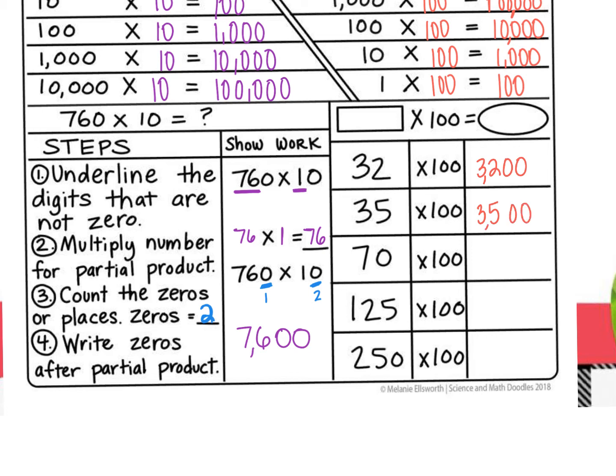3,500. 70 times 100. Is that just 700? It's 7,000. I need 3 zeros. What about 125 times 100? 12,500. Very good. And then the last one? 25,000. Very good.